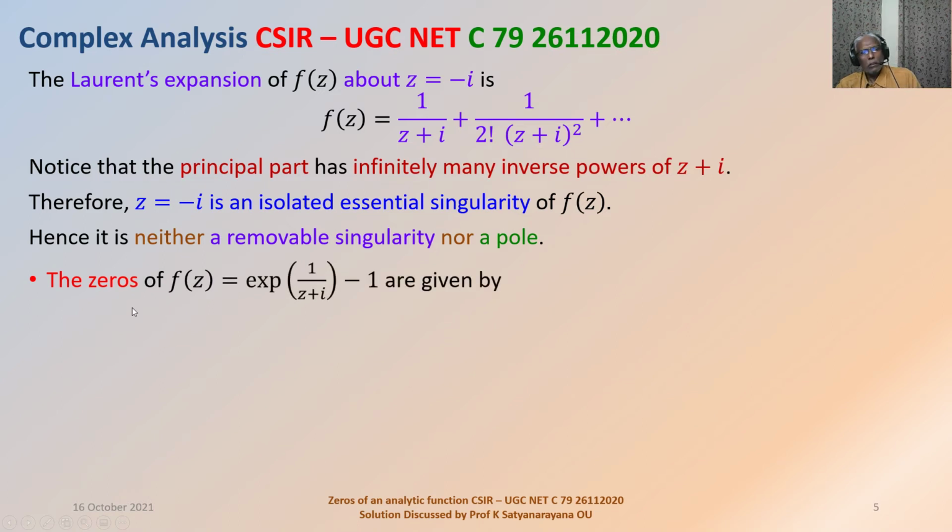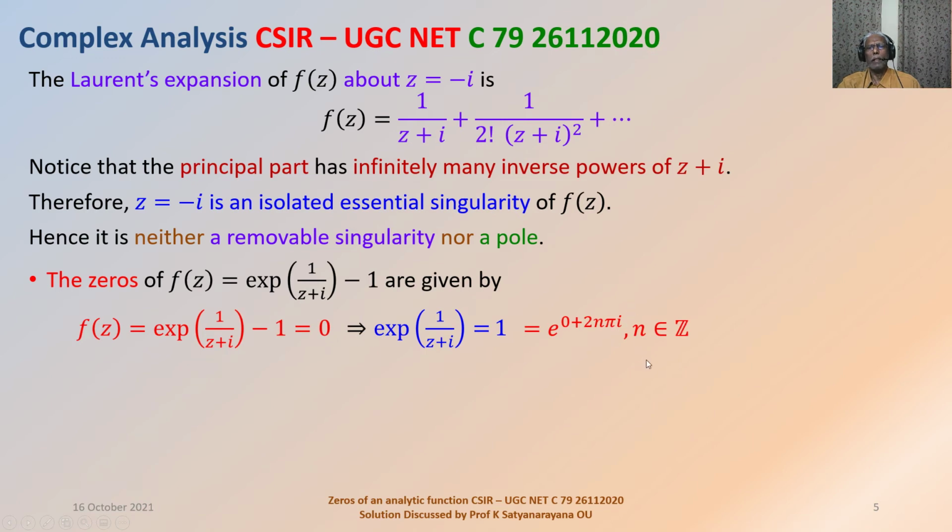We now discuss the zeros of the function f of z, that is equal to e power 1 by z plus i, minus 1, and the zeros are given by e power 1 by z plus i, minus 1 is equal to 0, which will imply e power 1 by z plus i is equal to 1, and 1 can be written as e power 0 plus 2n pi i, n belongs to Z. This is the general value, and that will be equating 1 by z plus i is equal to 2n pi i, z plus i is equal to 1 by 2n pi i. Push this i to the other side, then you will get a sequence of zeros z_n is equal to 1 by 2n pi i, minus i, n belongs to Z.